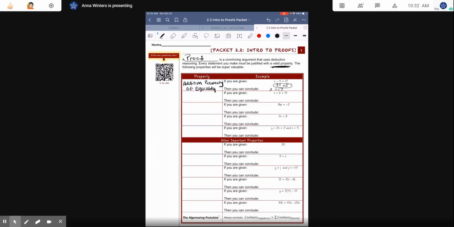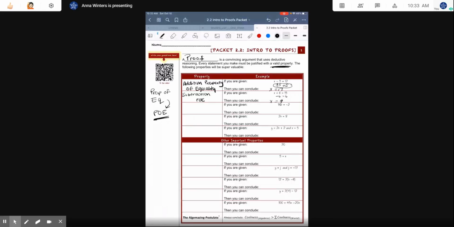So when we name things here, I'm going to actually abbreviate it. So property of equality, we're going to abbreviate as POE. So you could actually write that as well, POE. So the second example, it says x plus 6 equals 15. I could subtract 6 from both sides to get x equals 9. And that is my subtraction property of equality. So again, I'm abbreviating property of equality.